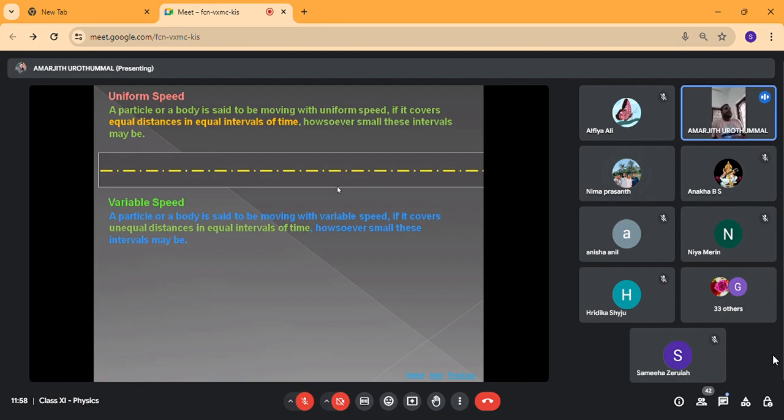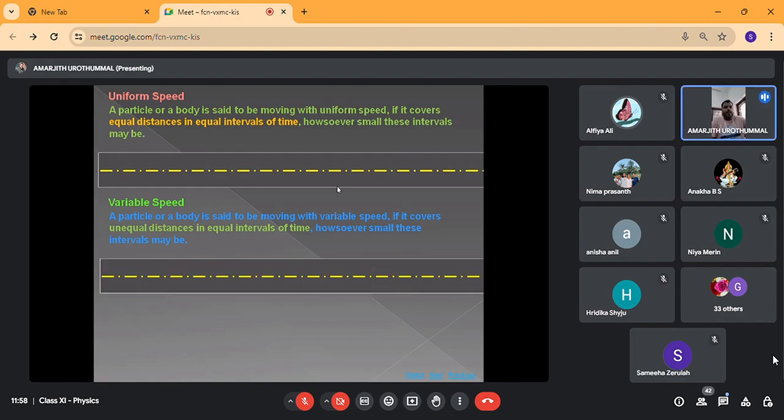2 meter per second. Correct. Next 5 seconds, it traveled 20 meter. What is the speed? 4 meter per second. Exactly. So the speed is varying. That is called a variable speed. You can see the car here. Initially, it started moving slowly, then its speed increases. This is an example for variable speed. So uniform speed and variable speed.